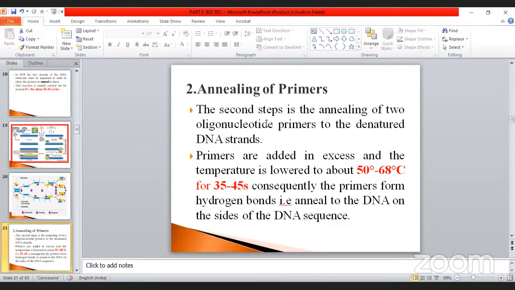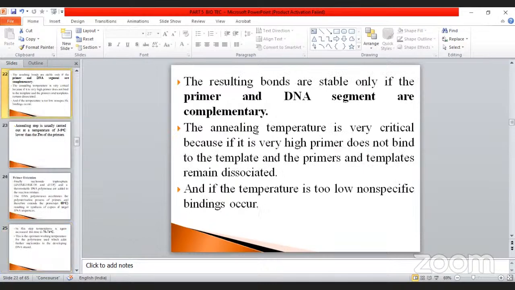That is very, very important here. You must note it down. The temperature is very, very important. How many minutes you have to keep it at that temperature is also very important. These 2 points only: 50 to 68, and here 35 to 45 seconds. That is also very, very important, my dear. So these are important things.